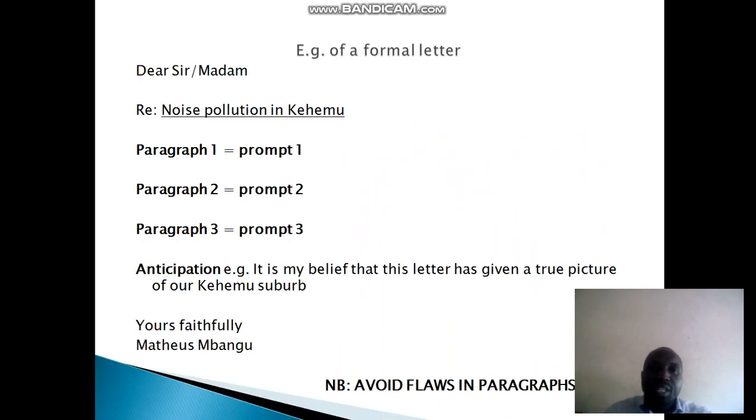Now let's look at the structure of a formal letter. Like I said, you have your salutation, Dear Sir or Madam. Then from there you skip a line, you have your subject. In this case, noise pollution in Kehemu.